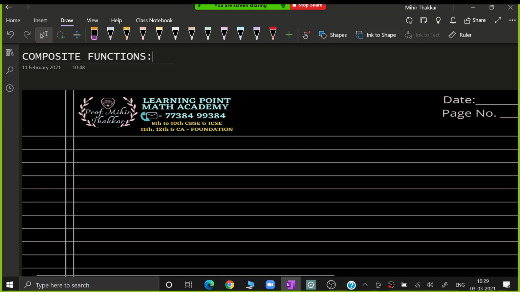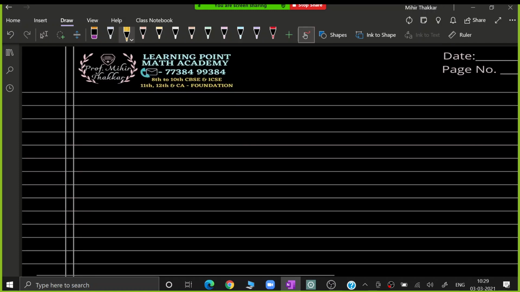So the next point that you have is composite functions. So what is the meaning of composite functions? Let us first of all write the definition. All of you can write it along with me.